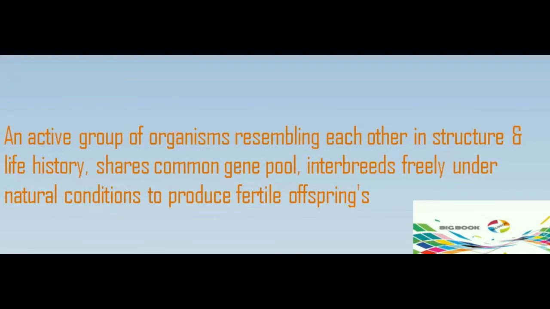So here every aspect of the organism has been included. That is the structure of the organism, the physical appearance, and the life history. The life history is related to immigration and emigration also, and cross breeding or interbreeding, and sharing a common gene pool. How far they share the common gene pool, where they freely interbreed under natural conditions to produce fertile offspring.